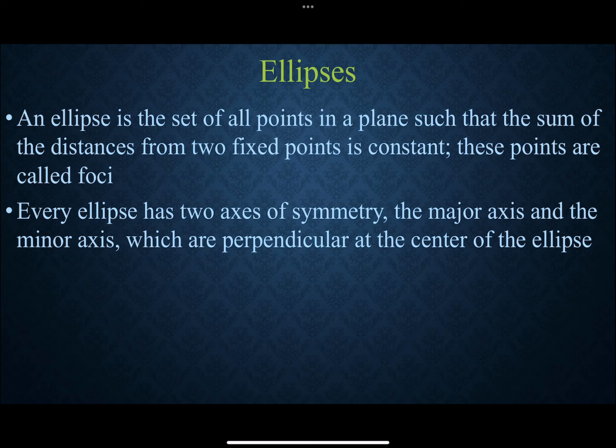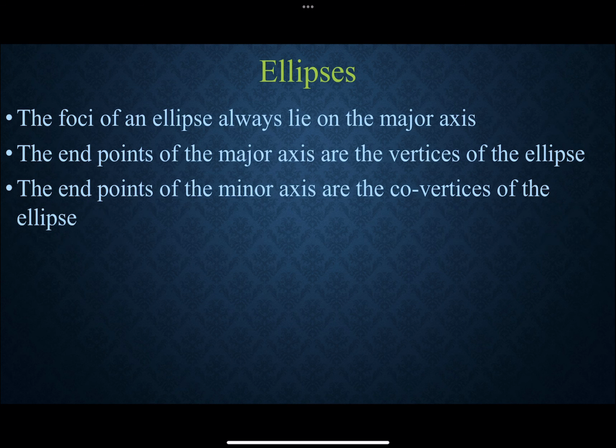So the technical definition: an ellipse is a set of all points in a plane such that the sum of the distances from two fixed points is constant, and these points are called foci. Every ellipse has two axes of symmetry, the major and minor axis, perpendicular at the center of the ellipse. The major axis, as the name suggests, is the longer of the two. The minor axis is the shorter of the two. The foci always lie on the major axis. They lie inside the shape. The endpoints of the major axis are called the vertices, whereas the endpoints of the minor axis are called the co-vertices.